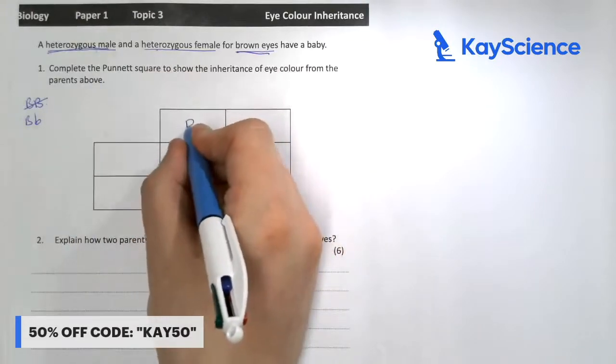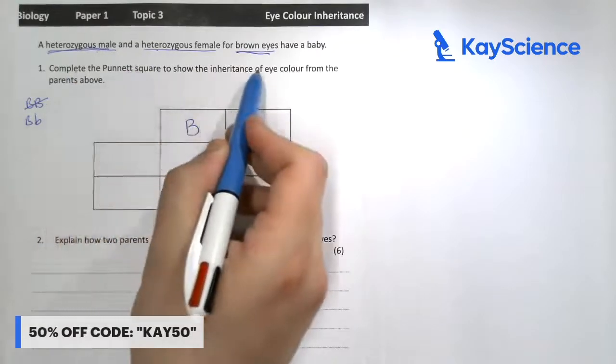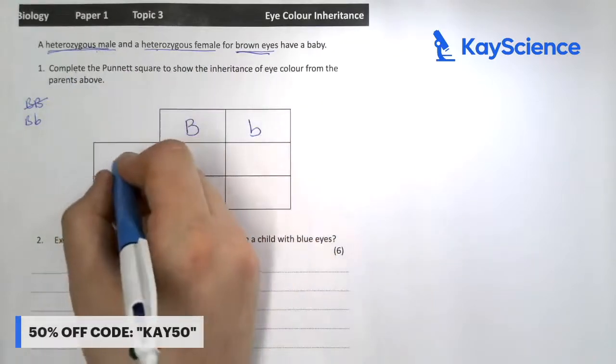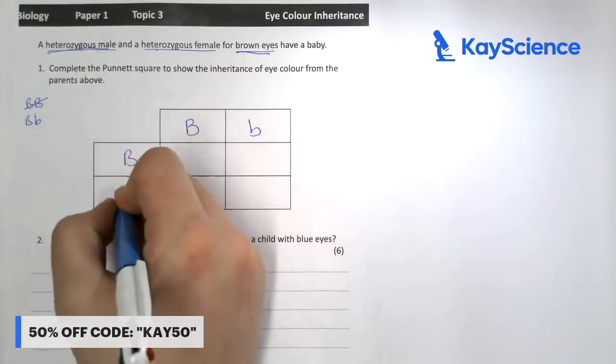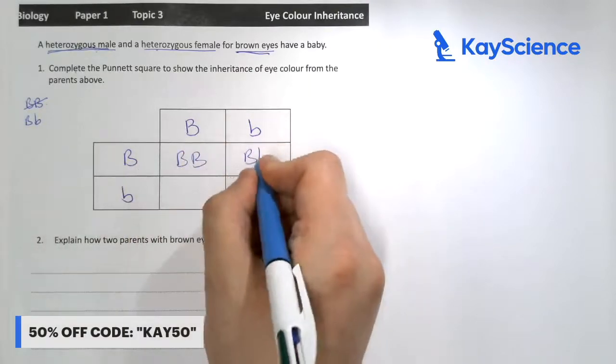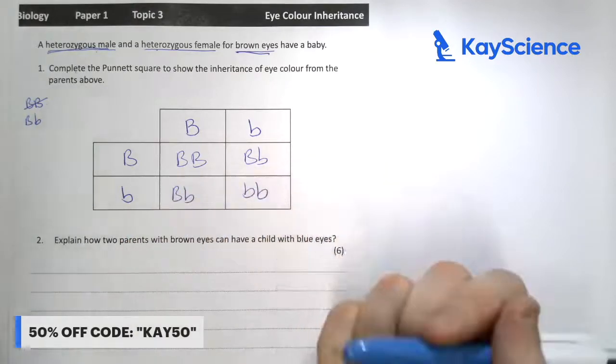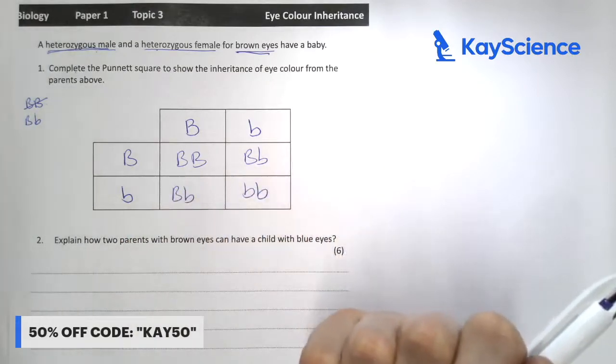Now put the potential gametes in the Punnett square. Let's complete the Punnett square to show the inheritance of eye color from the parents above. Both of them are heterozygous, so it's both big B, little b. So we complete the Punnett square, and this would get you 1 or 2 marks in an exam.